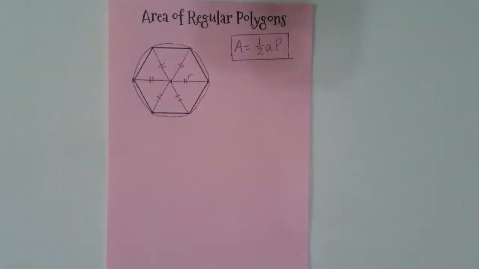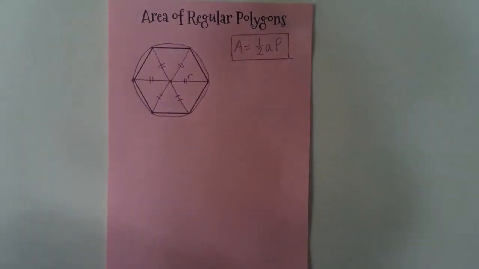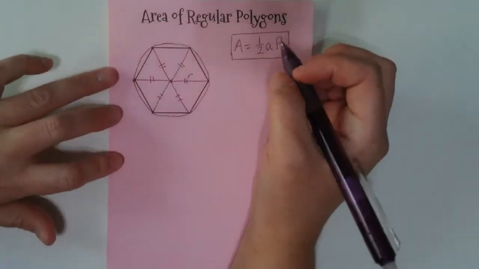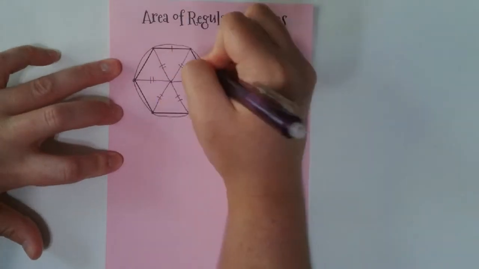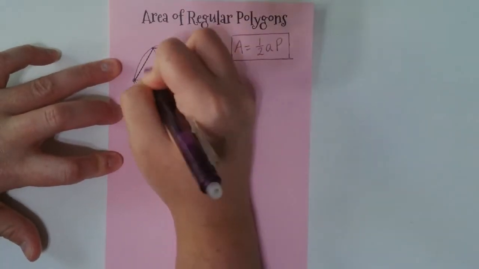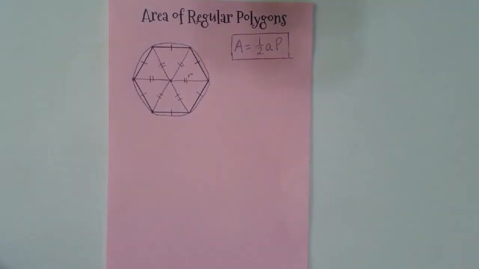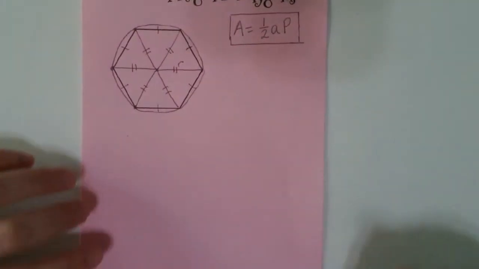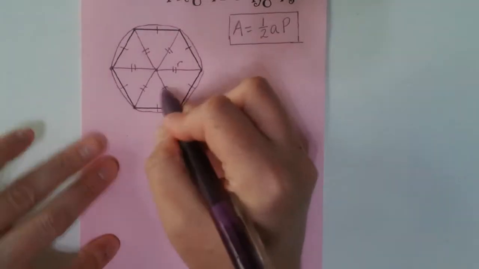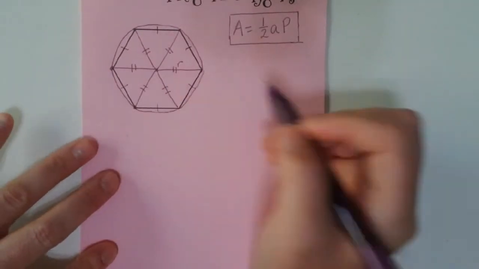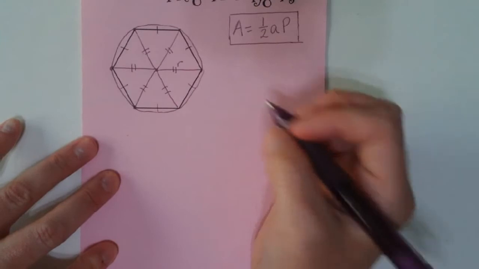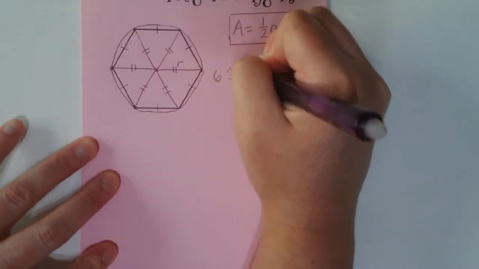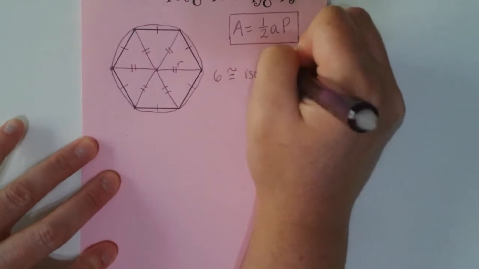Also, if it's a regular polygon, we know that all angles and all sides are congruent. So this side is congruent to this side. It's congruent to all of those sides. Now, looking right here, what I have is actually an isosceles triangle. So this creates 6 congruent isosceles triangles.